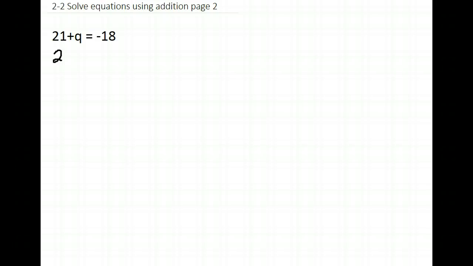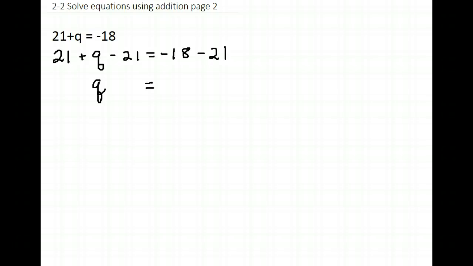So what we do is 21 plus q minus 21 equals negative 18 minus 21. Okay, so now let's do the math. On the left, we have 21 plus q minus 21. So the 21's drop out because we have positive 21 minus 21. So on the left, we're left with just a q. What does that equal? Negative 18 minus 21.